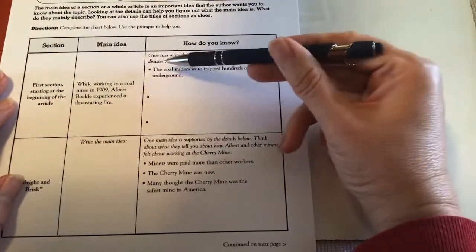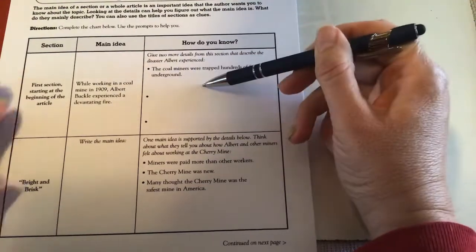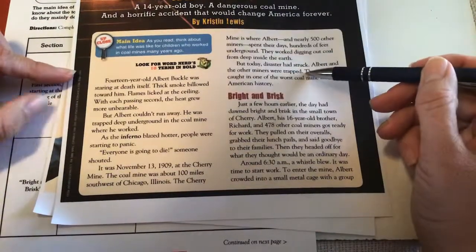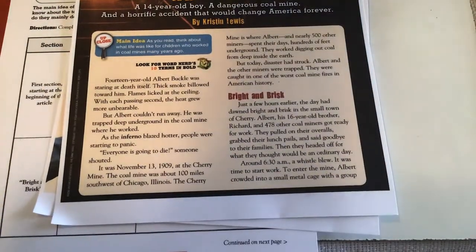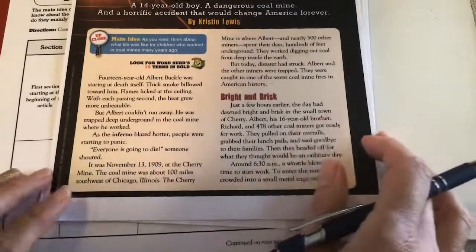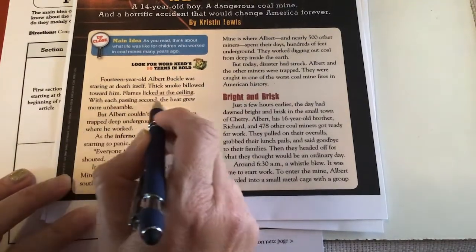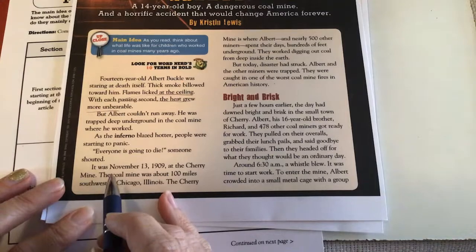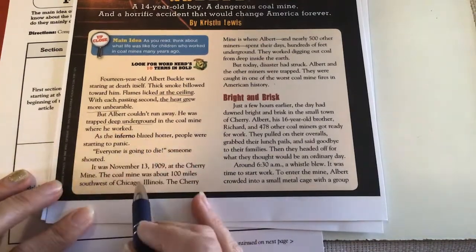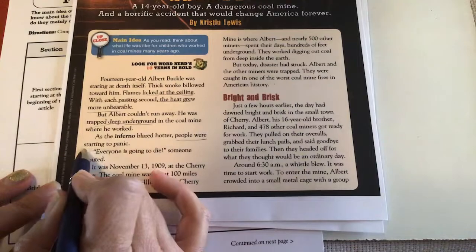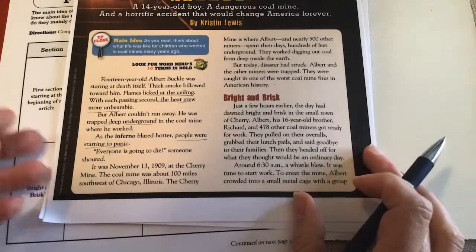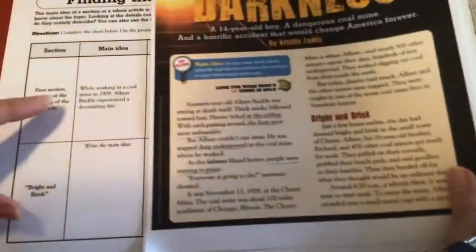So they give you the first detail. The coal miners were trapped hundreds of feet underground. You will need to reread this section to find the other details. And it's going to be anything that has to do with a fire or being trapped. So we have lots of things. Here we have flames licked at the ceiling. With each passing second, the heat grew more unbearable. He was trapped deep underground. People were panicking, or people were starting to panic. Okay, any of those would be a detail that would prove that he experienced a devastating fire.